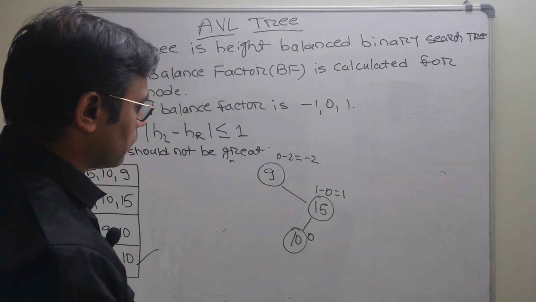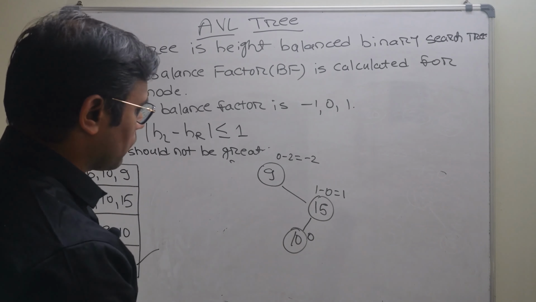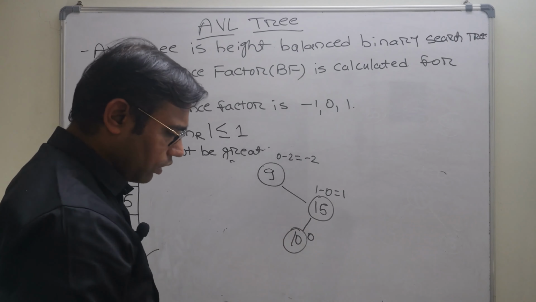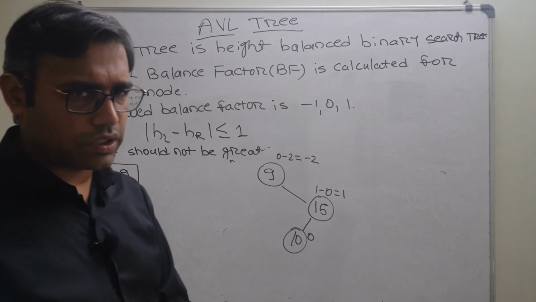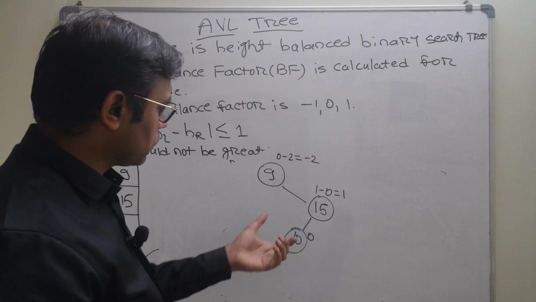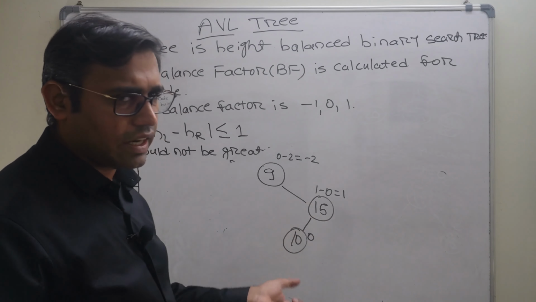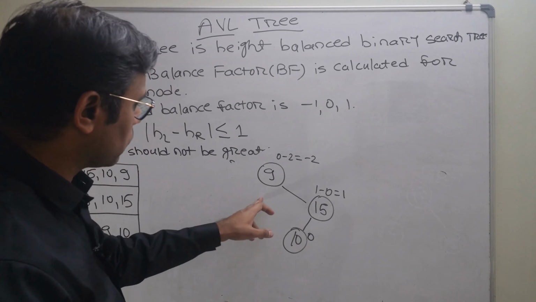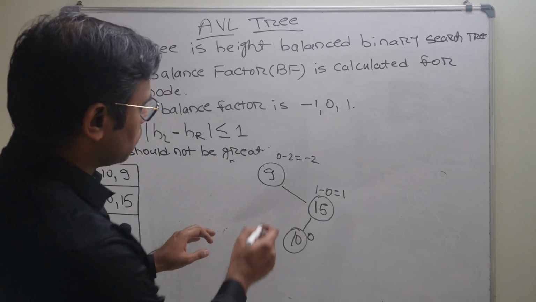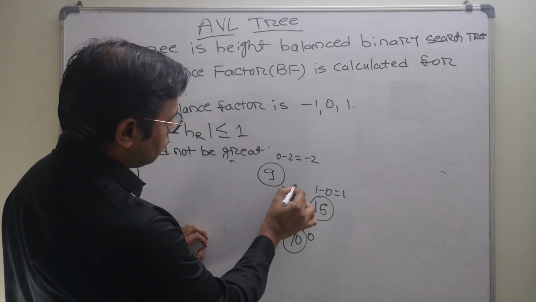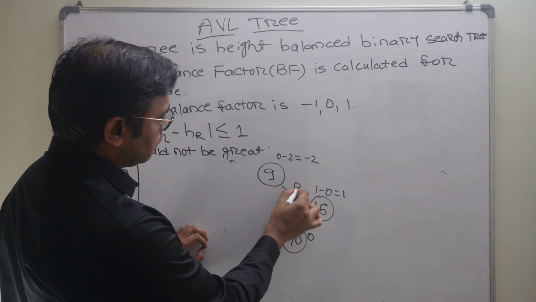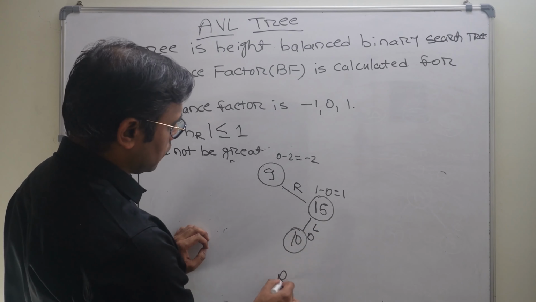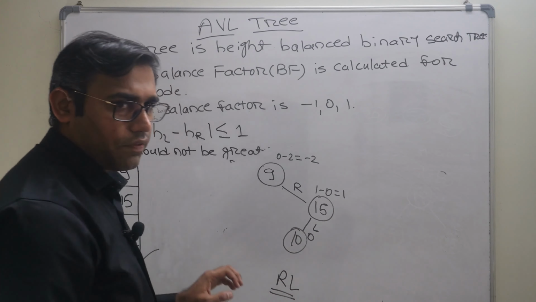So we have to create the balance here. I will tell you one tip about which will be the root node in case of LR and RL rotation. If you look here, this is RL rotation. The reason is here there is R, this is R and this is L. So this is called RL rotation.